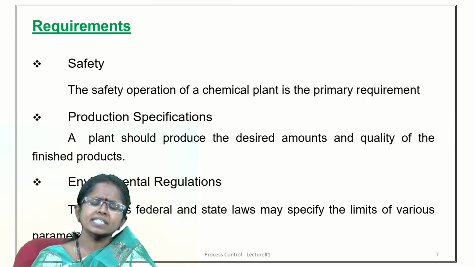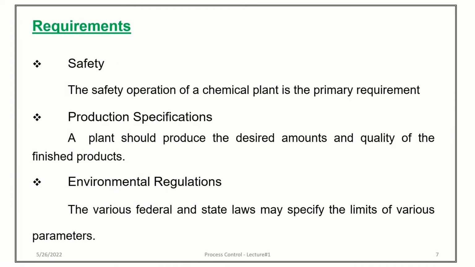During its operation, the chemical plant must satisfy several requirements. I will tell you the requirements one by one. What is the first requirement? The first requirement is the safety requirement, right? What is meant by the safety requirement? The safe operation of a chemical plant is the primary requirement for the well-being of the people working in the plant.